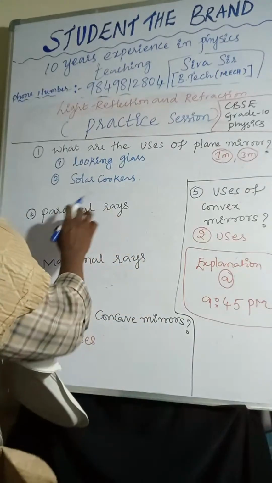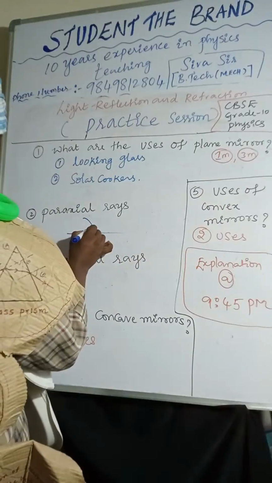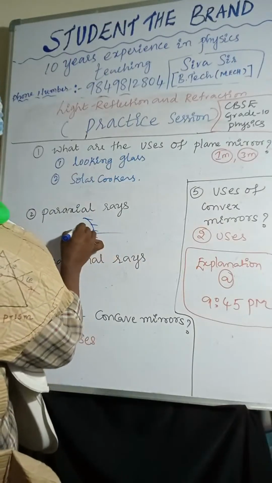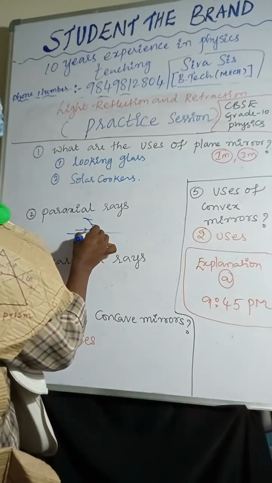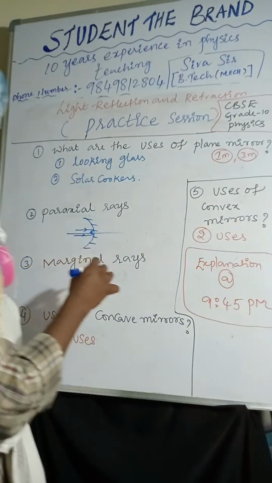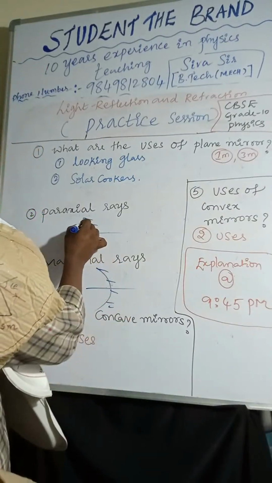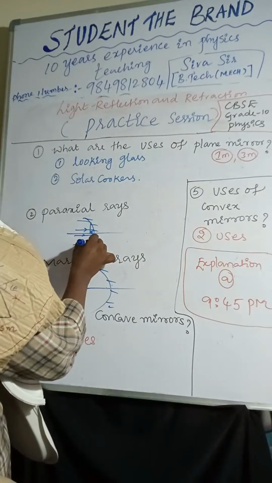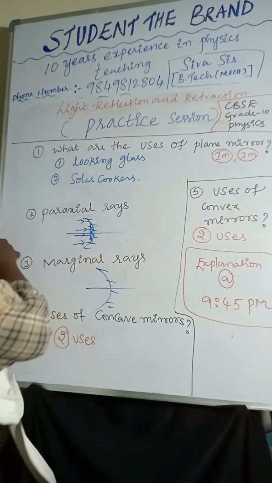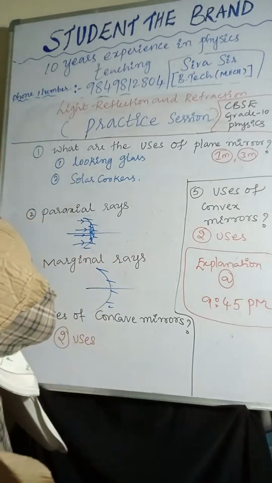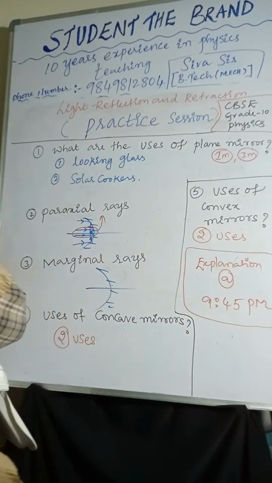Here paraxial rays: the rays which are very close to the principal axis are called paraxial rays. The rays which are away from the principal axis I am taking here. So the rays which are very close to the principal axis, these are the paraxial rays.